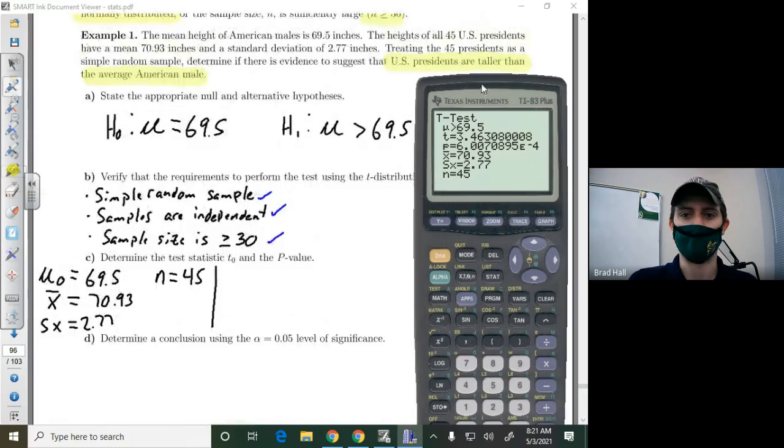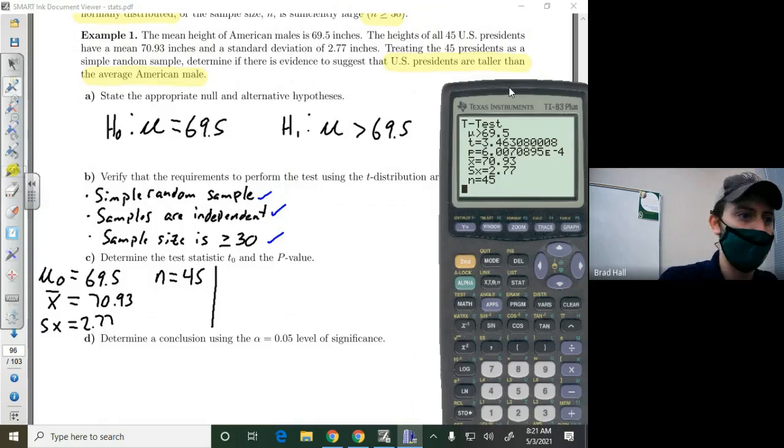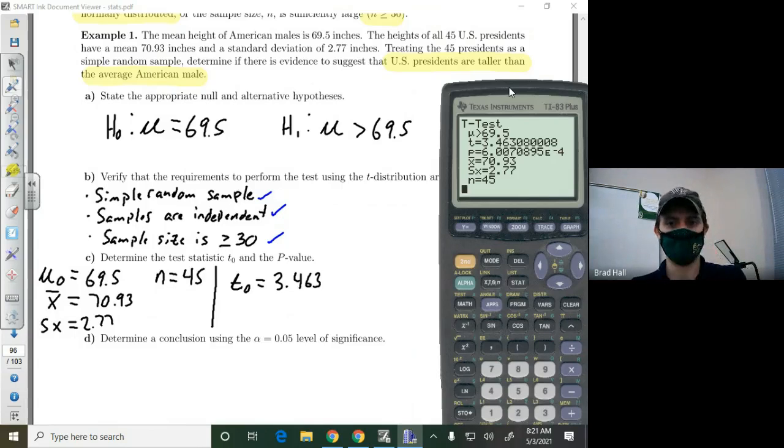And what it does is it gives you a test statistic. It's the t-value. So t0 is 463. It gives you a test statistic, which they call t. And that t-value, if we had to do this by hand, would help you find the p-value. Now it says p is 6.007 e negative 4.